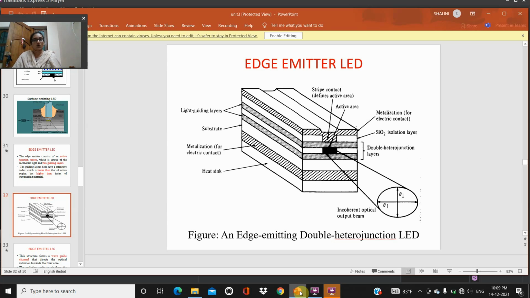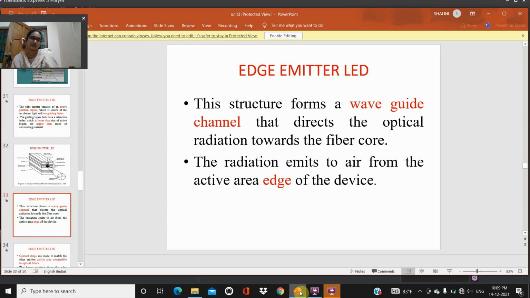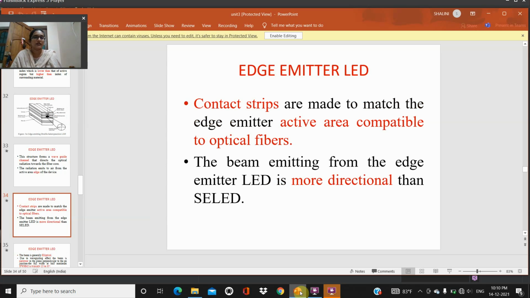Metallization for electrical contact, and the stripe contact defines the active area to be perfectly contacted within the substrate. The structure forms a waveguide channel that directs the optical radiation towards the fiber core. The radiation emits to air from the active area edge of the device. The contact strips are made to match the edge emitter active area, compatible with optical fibers.